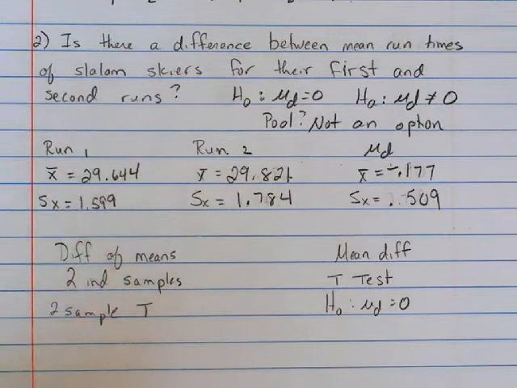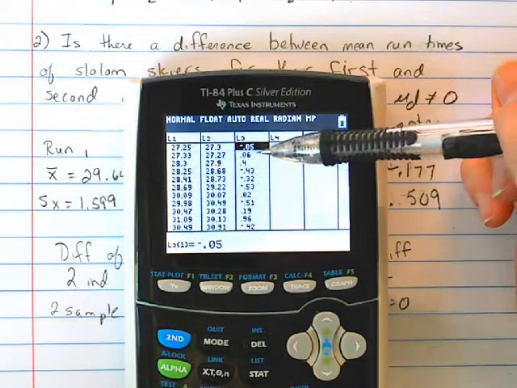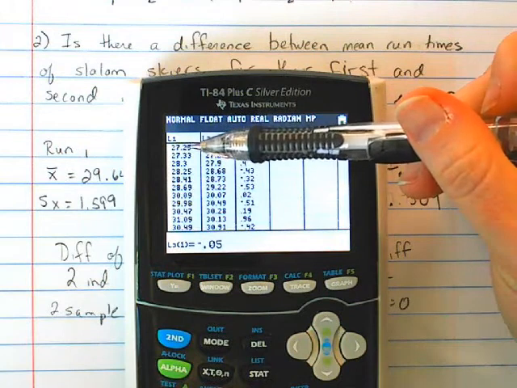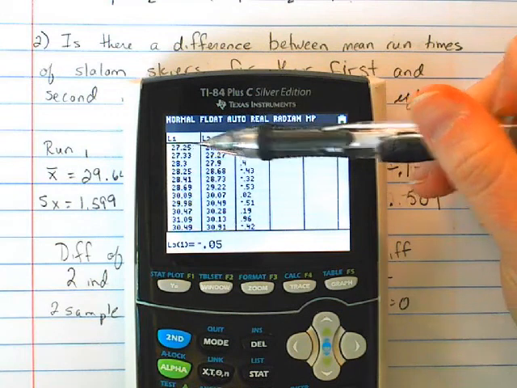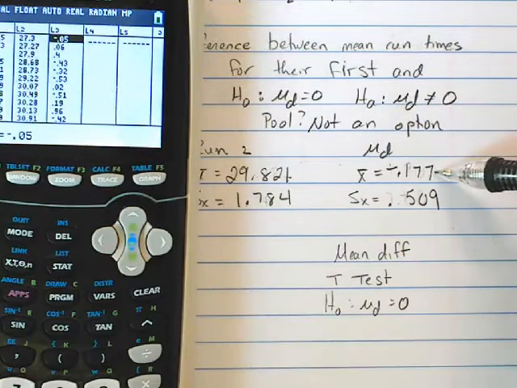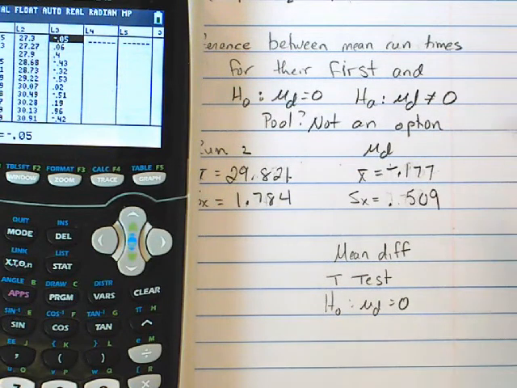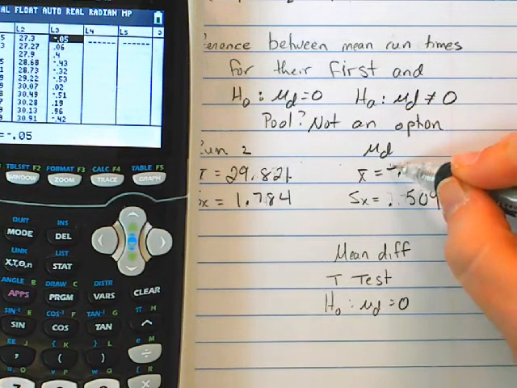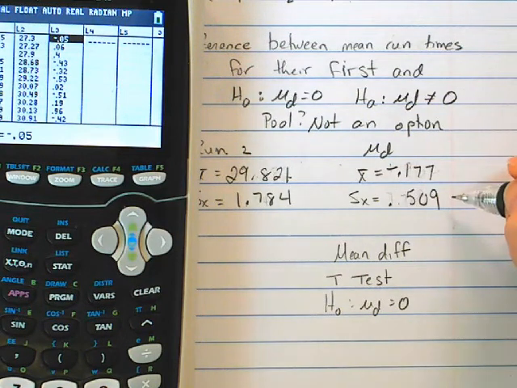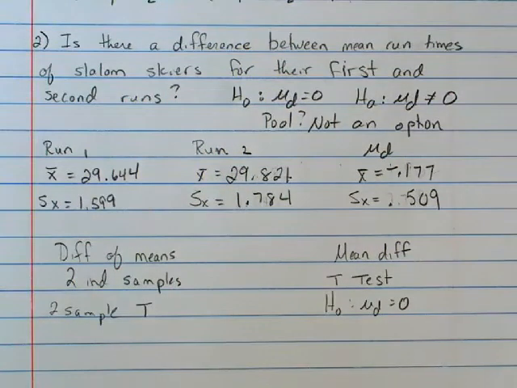Now let's talk about that negative. In the calculator, like I said, I did L1 minus L2. So if I get a negative value, that means L1 was smaller than L2. If my overall average difference is negative, that means for the average skier, their first run was faster than their second run. That's just a way to interpret that negative right there, and we'll talk a lot more about that in class. It's really kind of nifty.